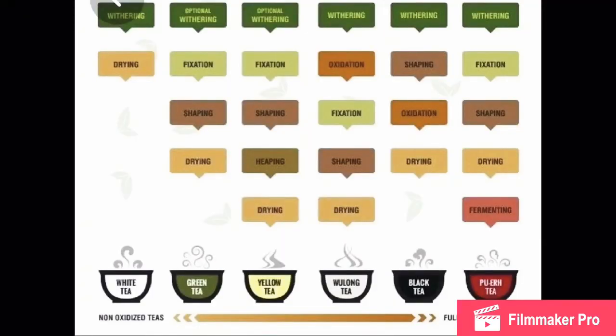Alright, now white tea is least processed, wherein pu'er tea is most processed. I'll take you through the levels. And I will also share a picture with you which will help you understand what I'm trying to say. The least processed tea is white tea, then comes green. Third category is the yellow tea. Then comes your oolong tea.